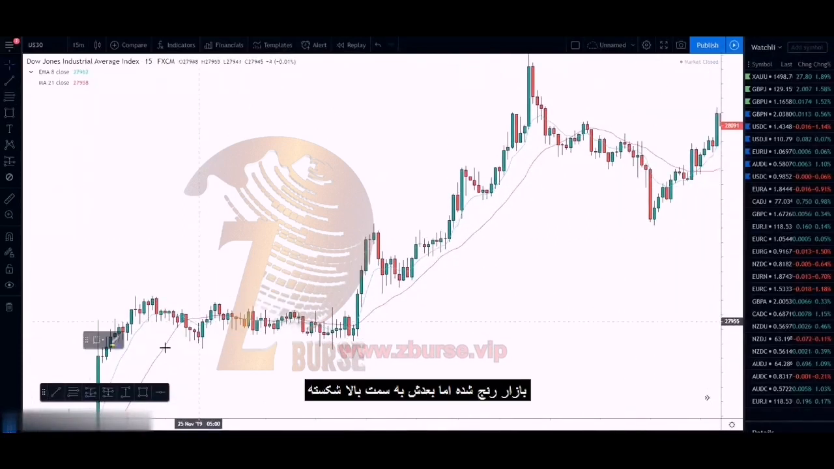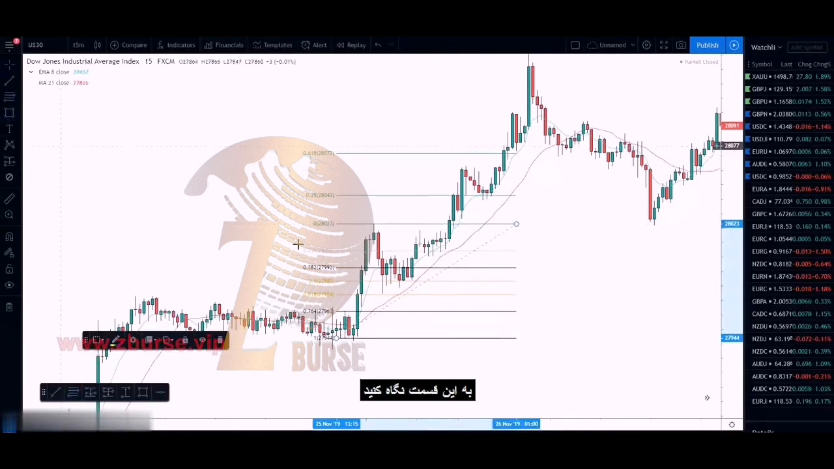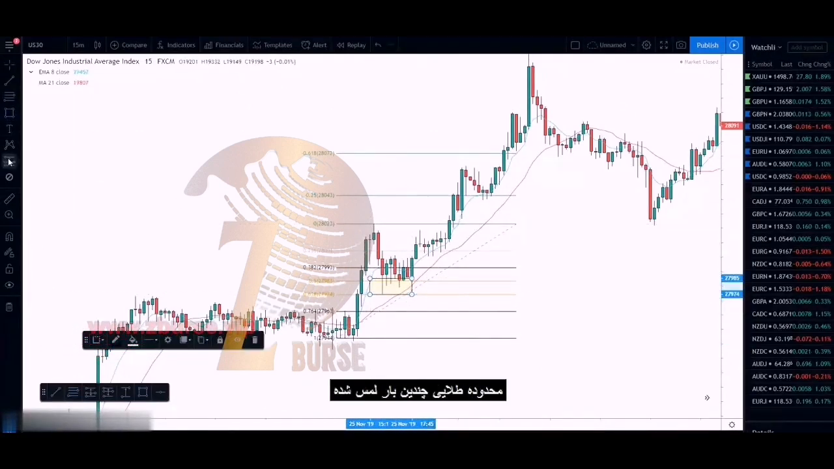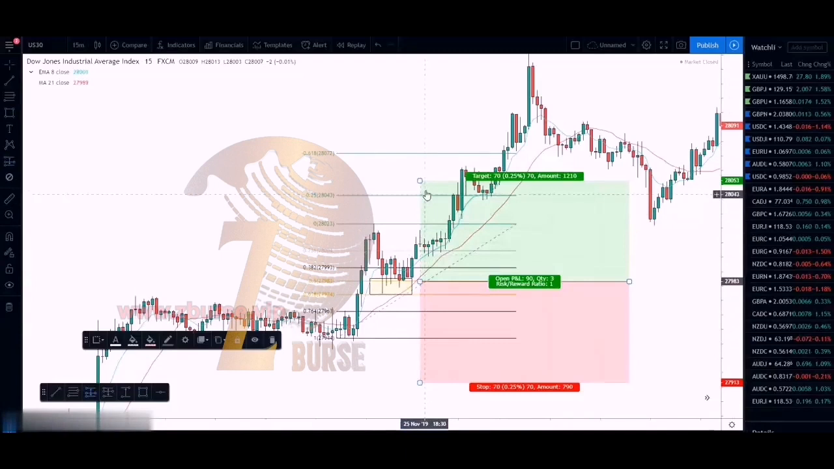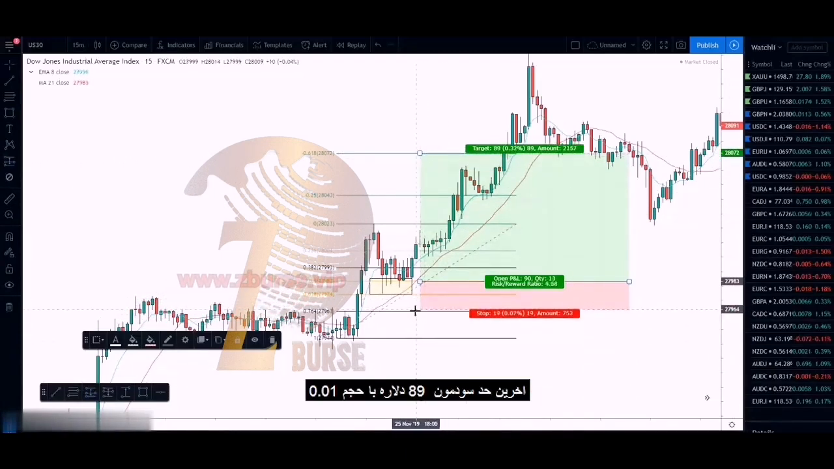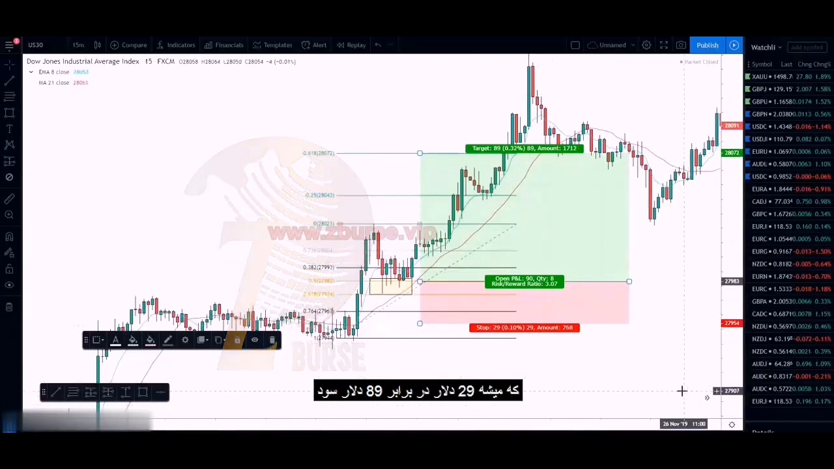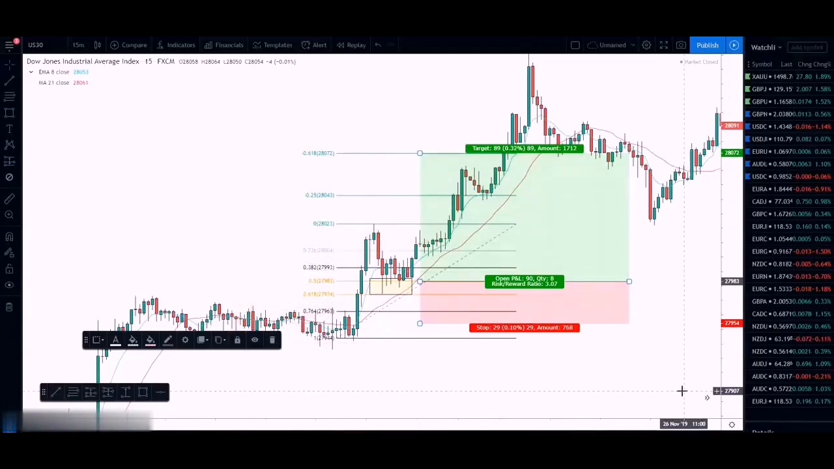So, look at this. Consolidation, but then market structure broken to the upside. Look at this. Gold zone just being messed with. Final take profit, $89 on a 0.01. Stop loss, 29 points. That's $29 risk to an $89 gain on a 0.01. Are you kidding me? Is it that simple? It's that simple. It's literally that simple.